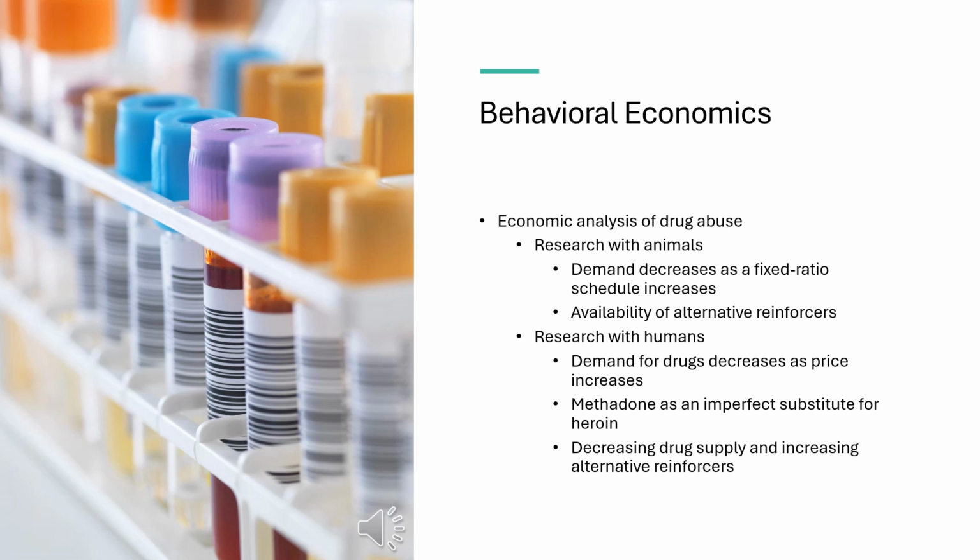Methadone, as an imperfect substitute for heroin, we see, serves as a substitute for the heroin addiction. However, it's an imperfect substitute because it does not completely replicate the effects of heroin, but it can, however, reduce the harmful effects of the drug and help manage the addiction.